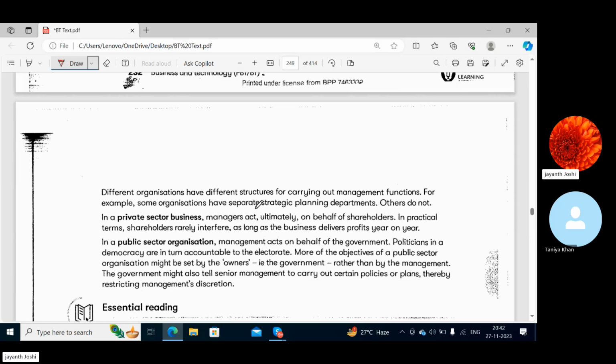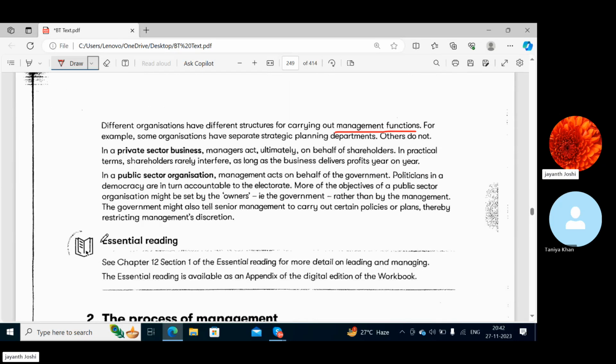Different organizations have different structures for carrying out management functions. For example, some organizations have separate strategic planning departments, others do not. In a private sector business, managers act ultimately on behalf of shareholders. In practical terms, shareholders rarely interfere, of course, as long as the business delivers profits year on year, because they are happy. Why will they go and object? In a public sector organization, management acts on behalf of the government, because public sector is the public's money and government's money.